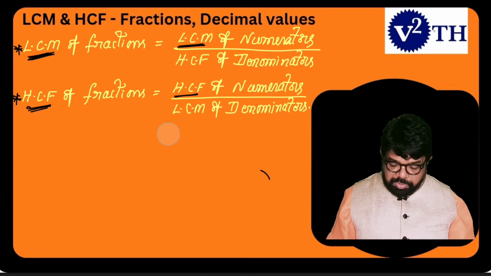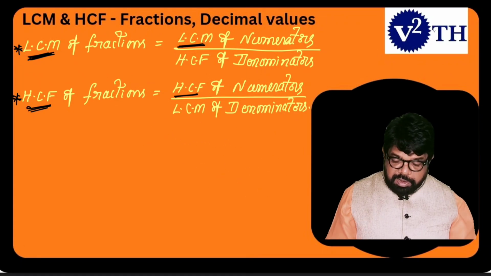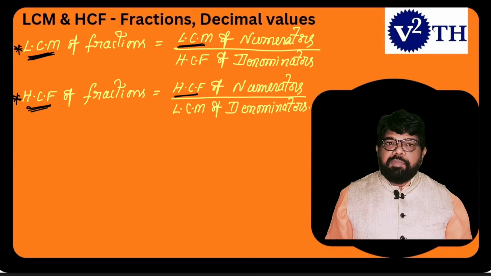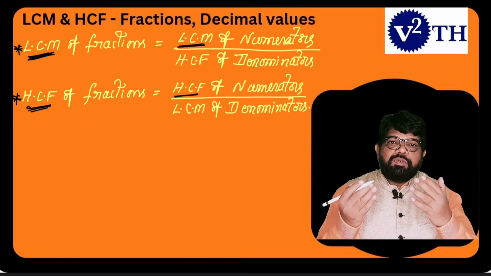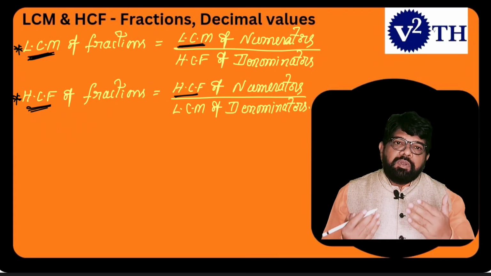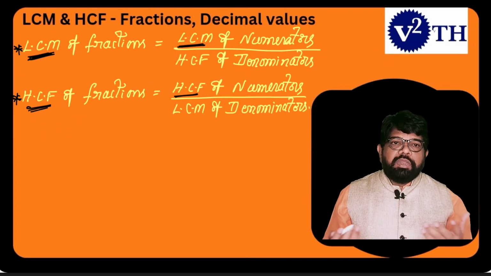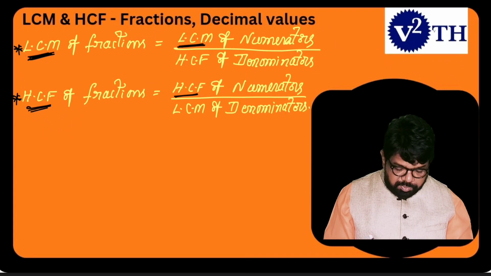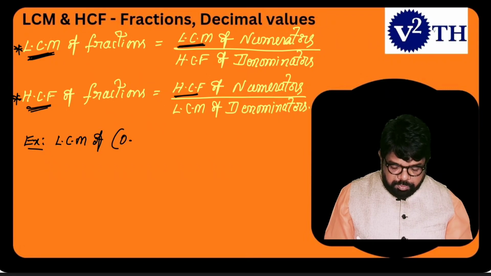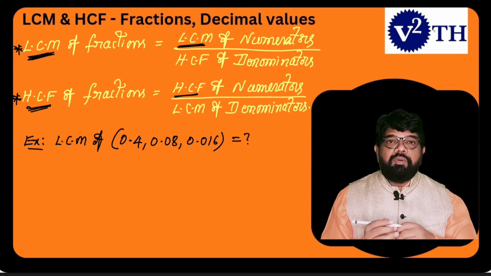For the decimals, I will give an example of how to calculate the LCM and HCF. Decimals convert into fractions, then apply the fraction rules. So by applying this logic, you can calculate the LCM and HCF. Suppose, see here one example. LCM of 0.4, 0.08, 0.016 it is. Now the values are in decimal.